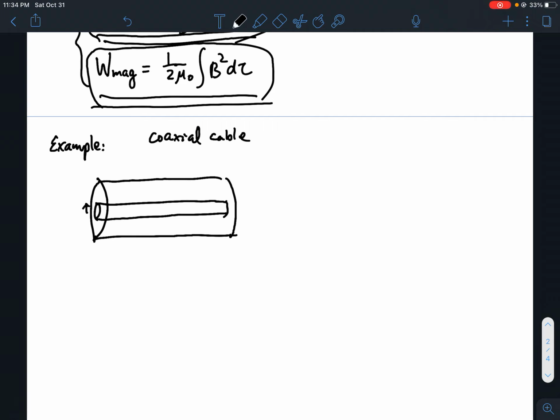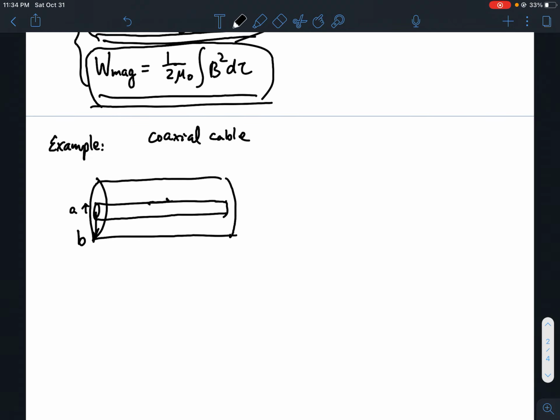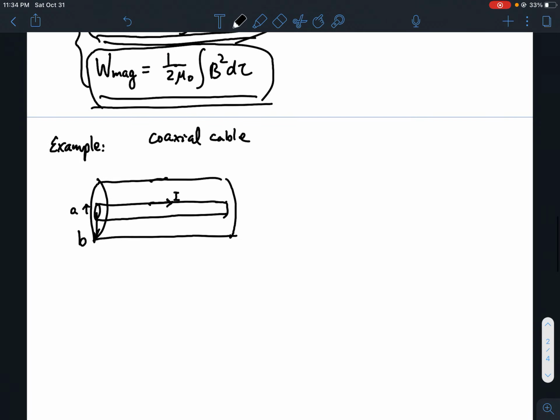And one has a radius of a, and then the other one has a radius of b. Okay, so there is a current flowing on the inner surface of the cylinder, and also the current goes back on the outer surface of the cylinder. Okay, so that is what we have.